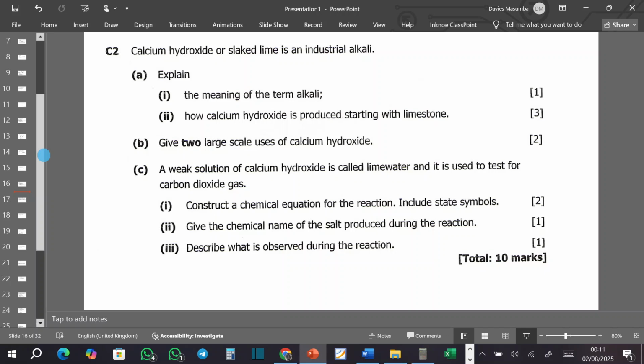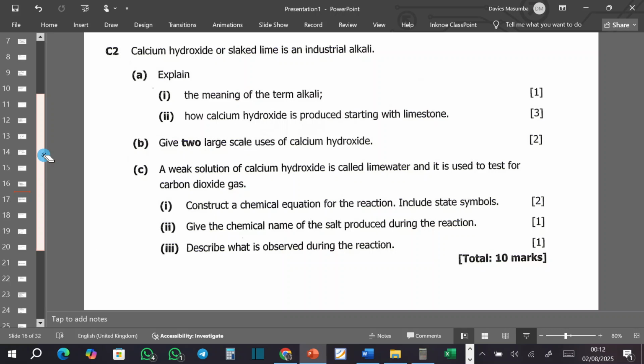Then C, a weak solution of calcium hydroxide is called lime water, and it is used to test for carbon dioxide gas. Construct a chemical equation for the reaction. Include state symbols, 2 marks. In most cases, they put 3. I don't know why they put 2. Then, Roman numeral 2, give the chemical name of the salt produced during the reaction. Then, Roman numeral 3, describe what is observed during the reaction.